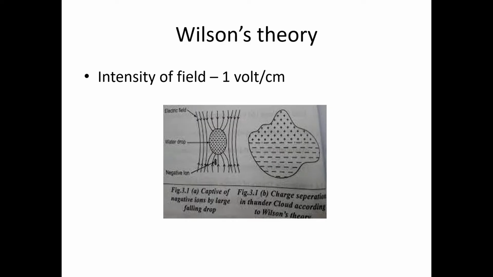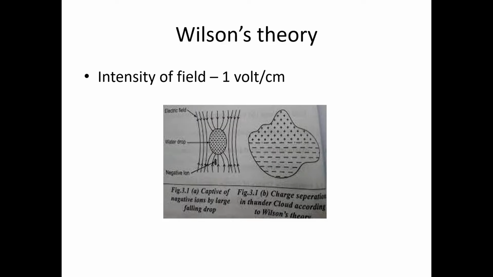So there will be an electric field in the atmosphere, which is invisible, and this electric field normally moves towards the earth, that is downwards, and the intensity of this electric field will be approximately 1 volt per centimeter. And when we consider the surface of the earth, the intensity will decrease, and normally at a height of 9500 meters, the intensity of the electric field will be 0.02 volt per centimeter.